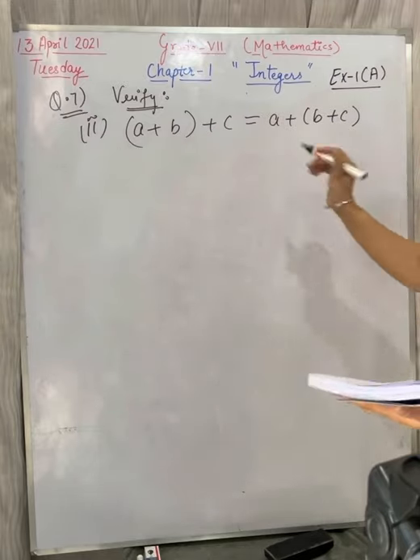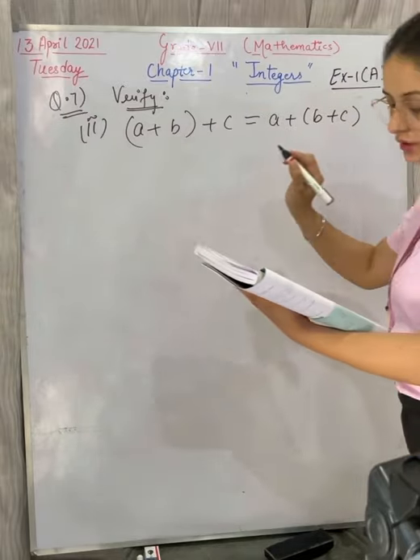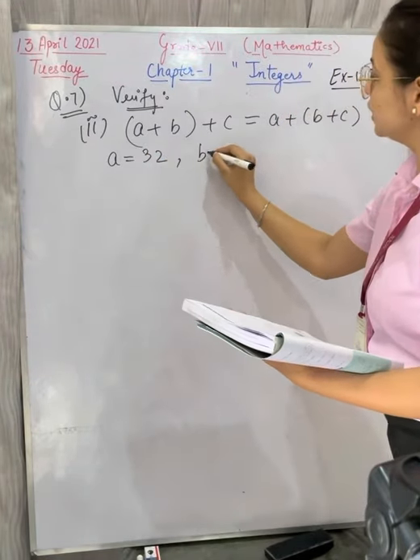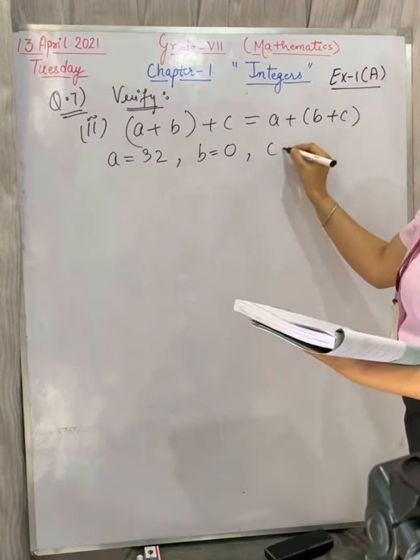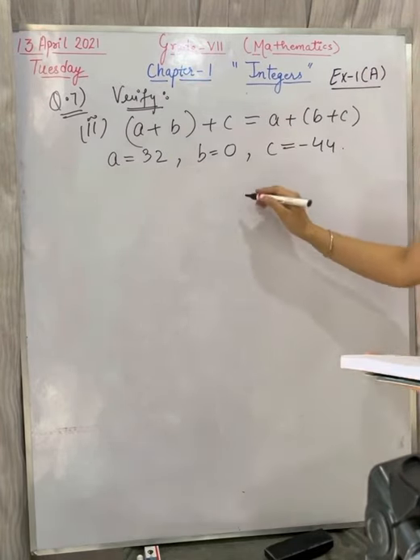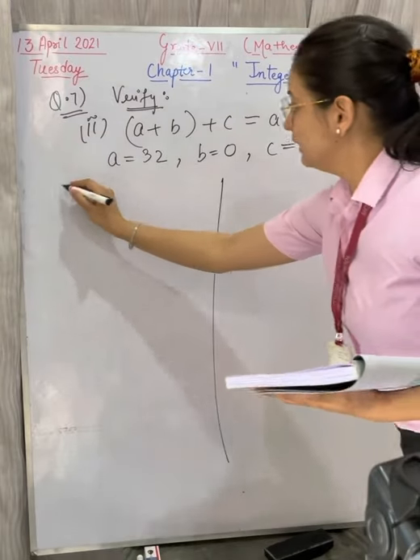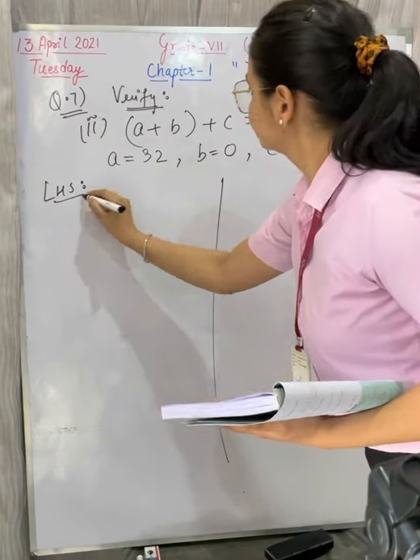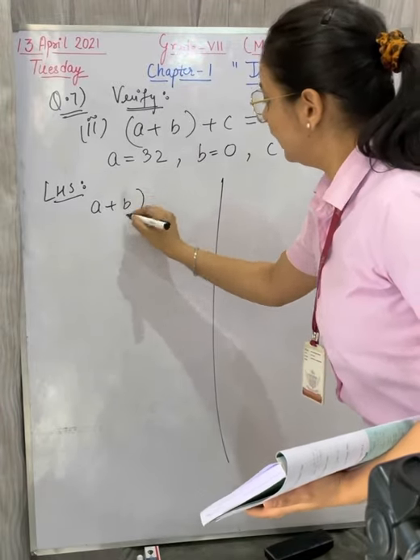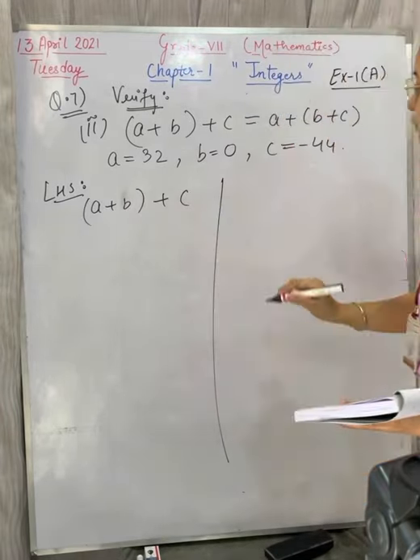Okay, very good. So it is the associative property. Now the values are given to you. A is equal to 32, B is equal to 0 and C is equal to minus 44. You have to put the values in the left hand side and right hand side. Left hand side is (A plus B) in the bracket and outside it is plus C.